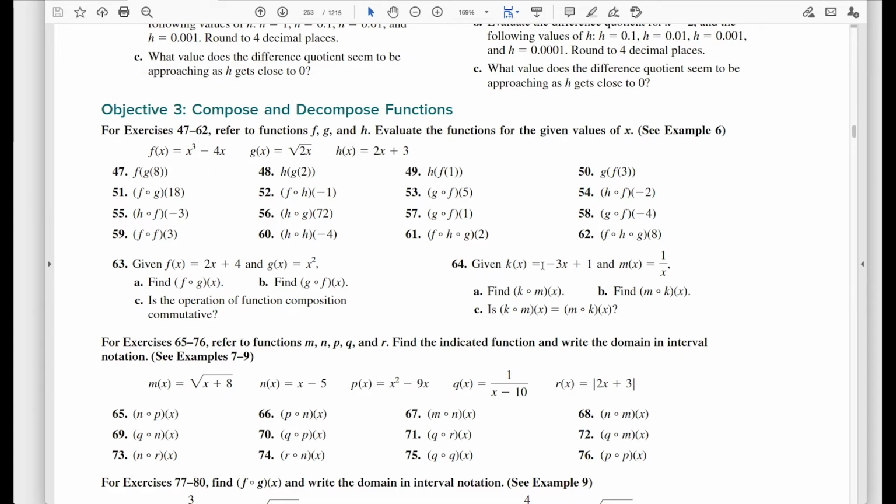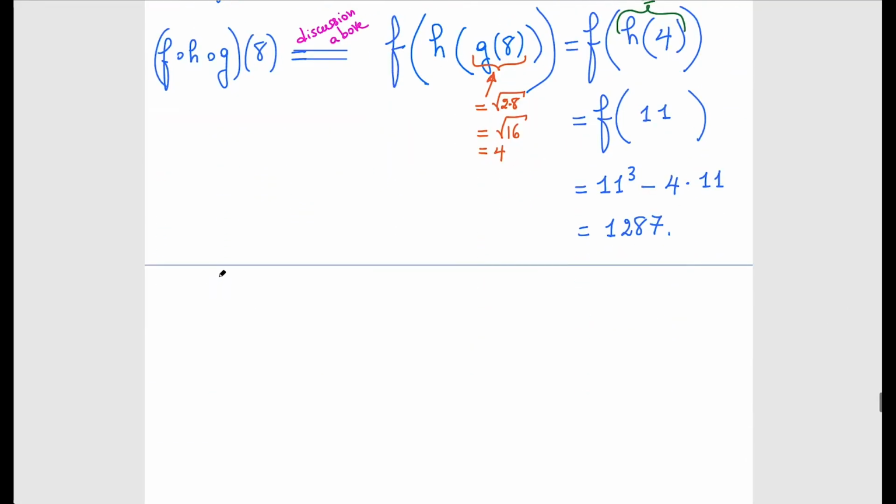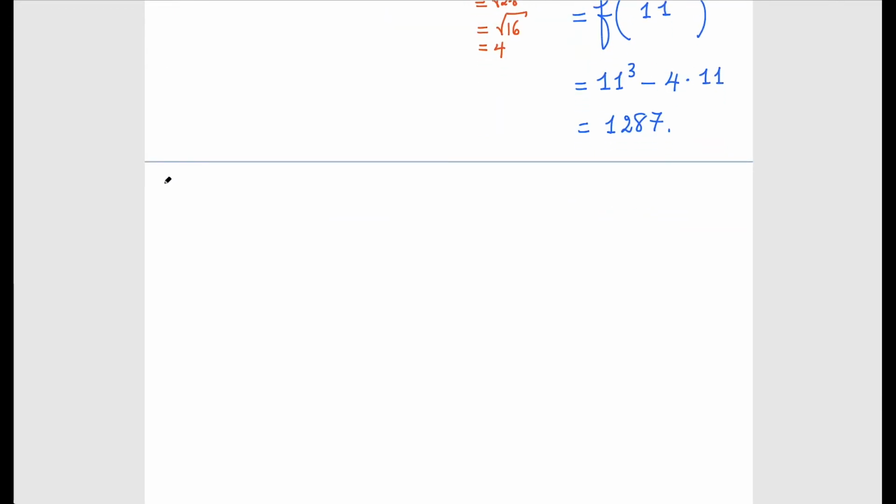Let's do number 64 now. So we're given k of x to be minus 3x plus 1 and m of x to be 1 over x. In part A, we're asked to find k composed with m at x. So that's 64. We have k of x equals minus 3x plus 1 and m of x equals 1 over x.